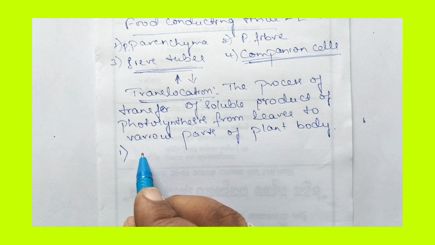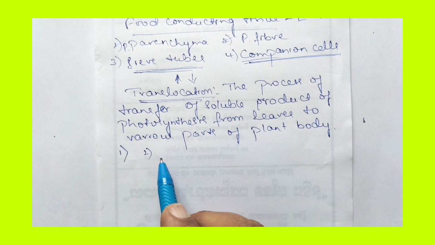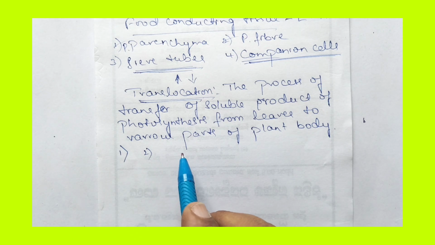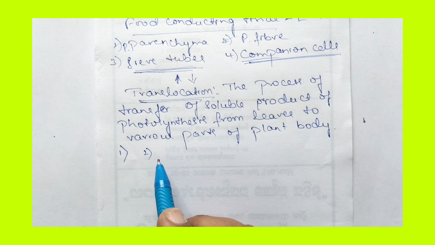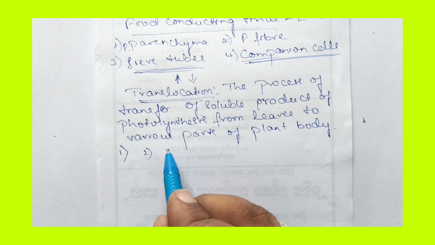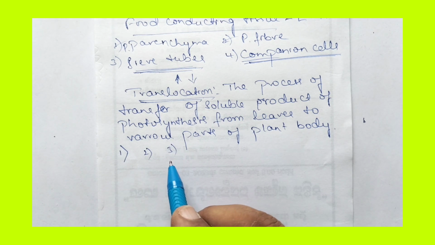This is the first point. Second point: by using some ATP of energy, the food moves from leaf cells to companion cells. These companion cells are always associated with the sieve tubes. Now the food from the leaf cell moves into companion cells, and from the companion cells it moves into the sieve tube. Then third point, at the same time the water will move from xylem.